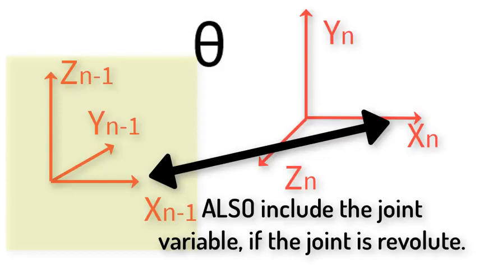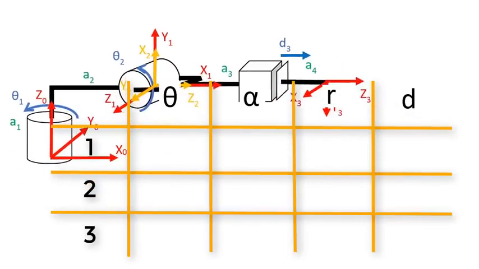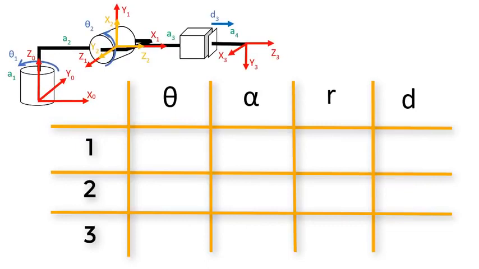Let's try to understand this parameter better by looking at an example. Here's the kinematic diagram we drew in the last video. Here we have 4 frames, so we need to have 3 rows in our parameter table. We also have 4 columns, one for each parameter. The first 2 parameters are the rotational parameters, theta and alpha. The rows are labeled for the value of n, so we have 1, 2, and 3.